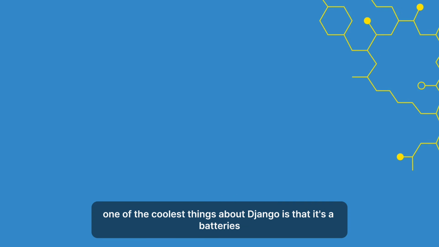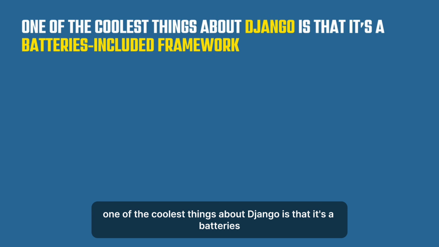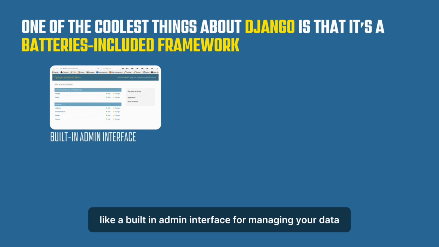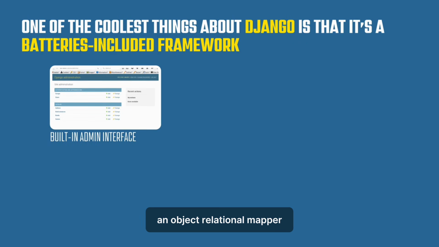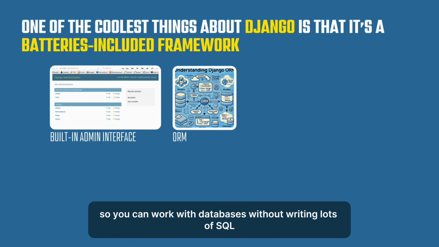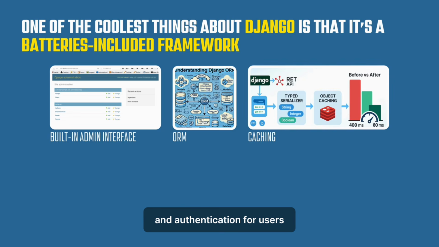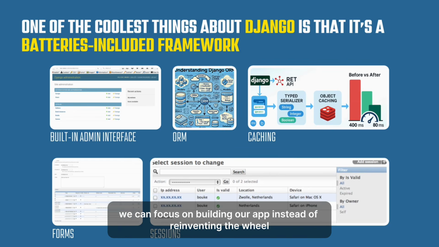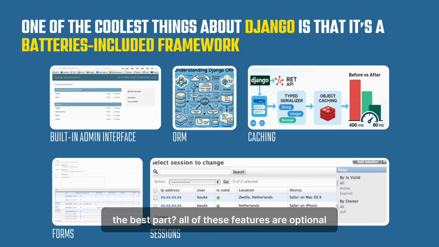One of the coolest things about Django is that it's a batteries-included framework. That means it comes with tons of features ready to use, like a built-in admin interface to manage your data, an object relational mapper so you can work with databases without writing lots of SQL, and authentication for users, caching, forms, sessions, and more. Because of all these features, we can focus on building our app instead of reinventing the wheel. The best part? All of these features are optional. You only use what your project needs.